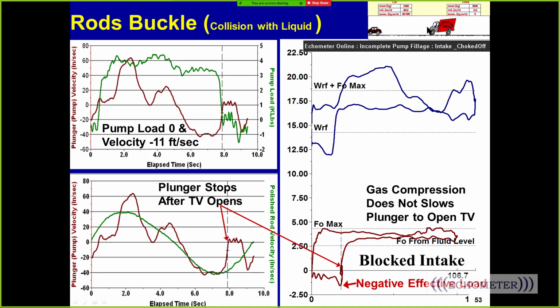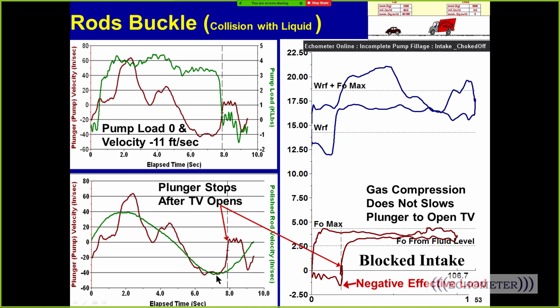So here's a change in the animation. It's no longer the railroad car is off the track. It's a collision, and the collision is the plunger running into the liquid inside the pump chamber. What we see here is the plunger velocity in red, and the plunger velocity is fairly constant until it suddenly slows down and stops after the trailing valve opens, not before. So it slams into the liquid and opens the trailing valve, and then it stops. Before, when it was low pressure gas compression, it would slow down and almost stop before the trailing valve opens. Here it stops after the trailing valve opens. Another condition that is usually seen when you have a blocked intake.